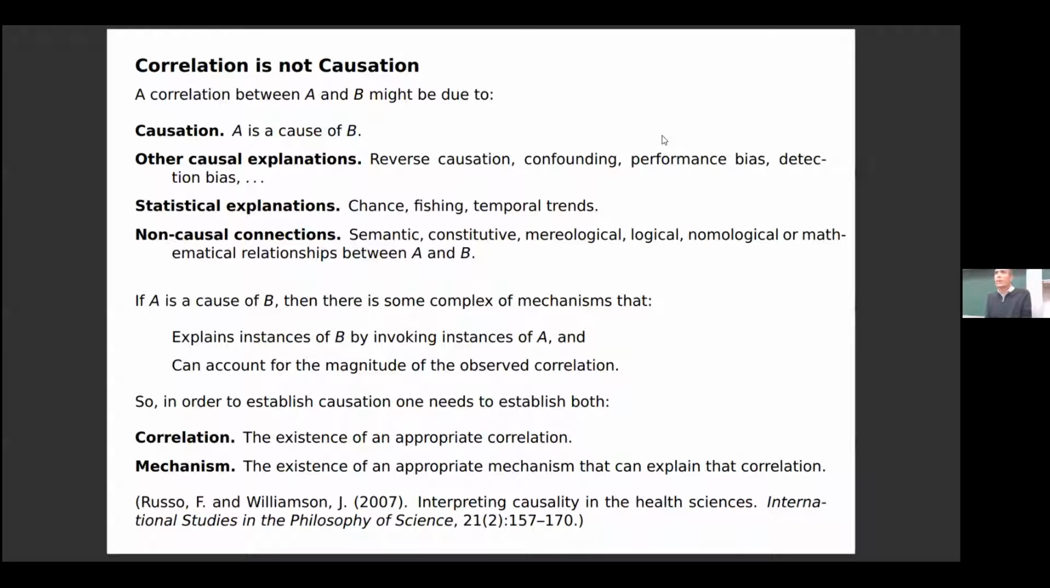So what picks out causation as an explanation for a correlation? Well, if A is a cause of B, then there's bound to be some complex of mechanisms that explains instances of B by invoking instances of A, and that can account for the magnitude of the observed correlation. This gives rise to the thesis that in order to establish causation, we need to establish correlation, but also the existence of a mechanism that can account for that correlation. This is the core intuition behind evidential pluralism.